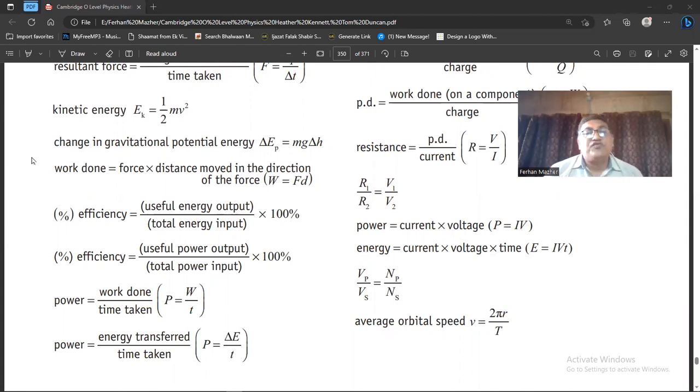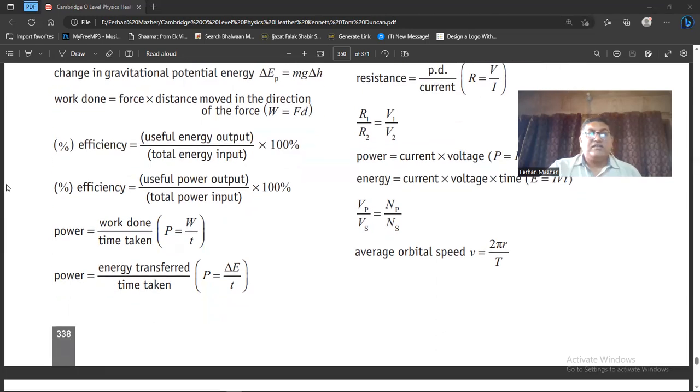Work done is equal to force multiplied by distance moved in the direction of the force. W is equal to Fd. The formula for the percentage efficiency is useful energy output divided by the total energy input multiplied by 100. This formula can also be in terms of power. So percentage efficiency is useful power output divided by the total power input multiplied by 100.